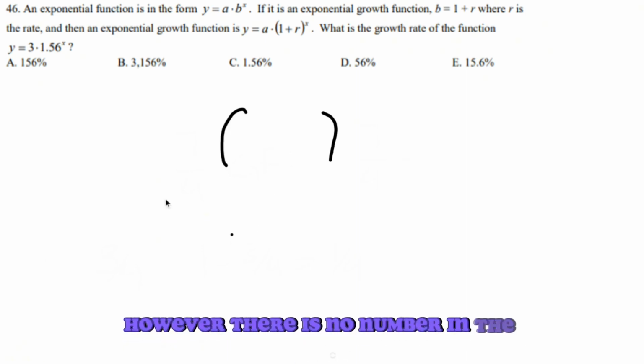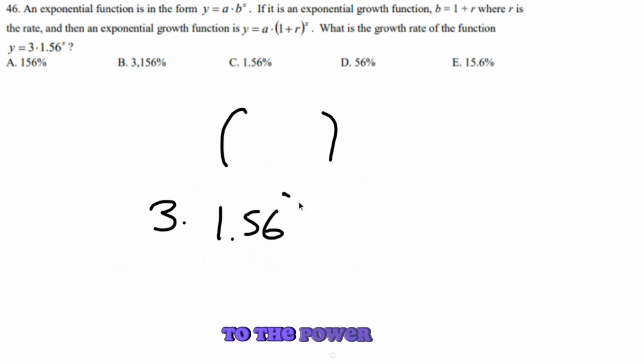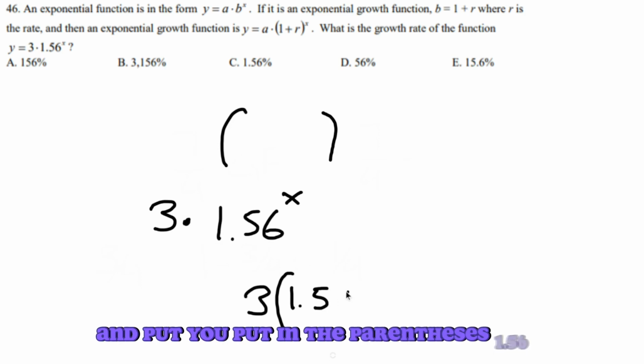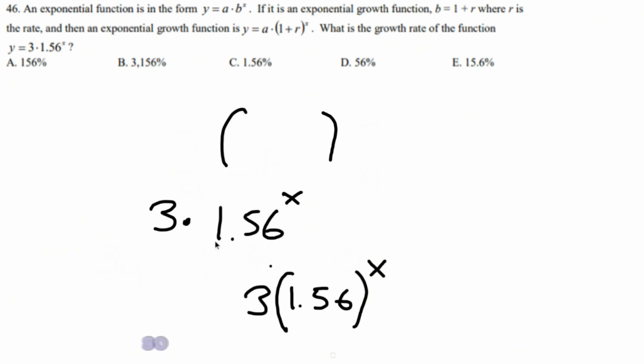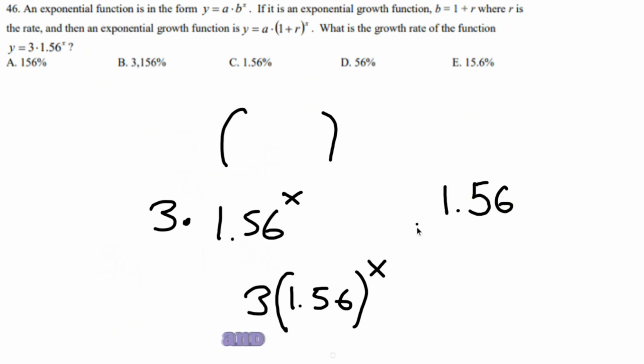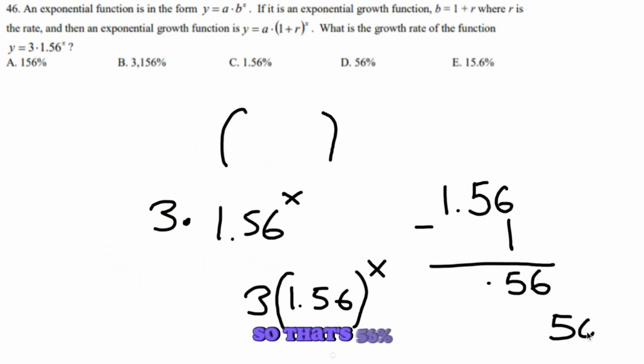However, there is no number in the parentheses, but we can see that in this 3 times 1.56 to the power of x, this is nothing but 3, and then put in the parentheses 1.56 to the x. So the growth factor is 1.56, and we subtract 1, and that's 0.56. But we need to write this as a percent, so that's 56%, and that's your answer.